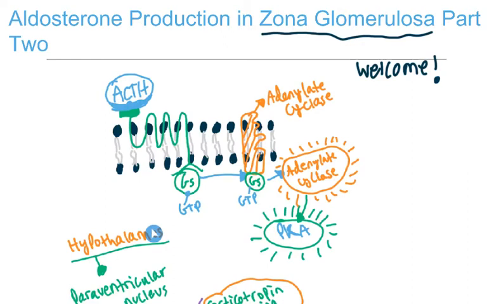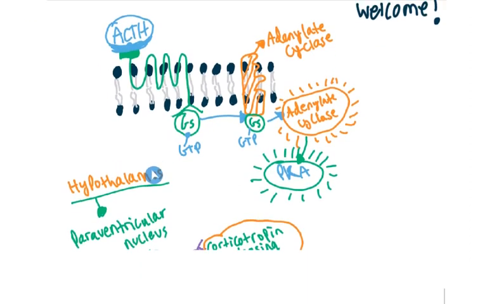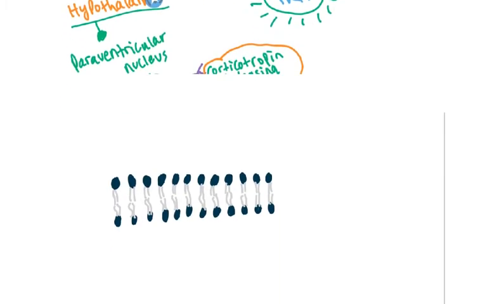Now let's see what happens when another first messenger, or ligand, binds to another G protein coupled receptor present somewhere on the membrane of the zona glomerulosa cell. So we have another cell membrane cut out here. It turns out that we have another mechanism that increases the production of aldosterone, and it ends up making another kinase enzyme like protein kinase A, except it's not protein kinase A. Let's see how this works.